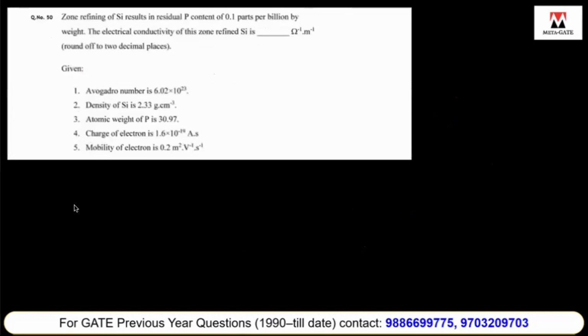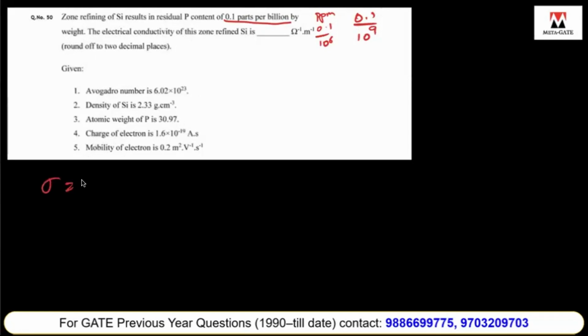The zone refining of silicon results in residual phosphorus of nearly 0.1 parts per billion. So you should remember this as 0.1 by 10 power 9. If it is ppm, it is 0.1 by 10 power 6. As it is ppb, it is per weight. The electrical conductivity of this zone refined silicon is dash ohm per meter. Avogadro number is given, density is given, atomic weight is given, charge of an electron is given, mobility is given. You need to calculate electrical conductivity.